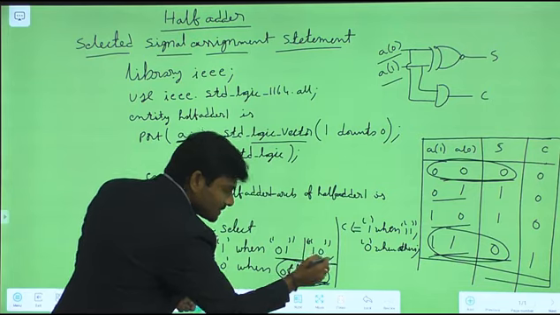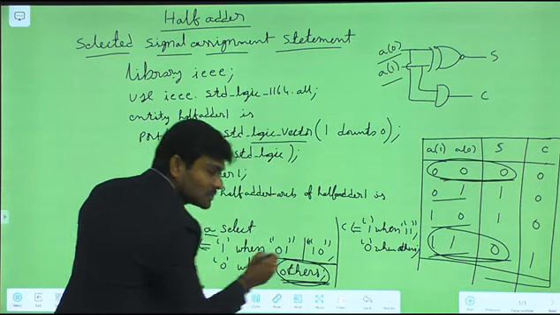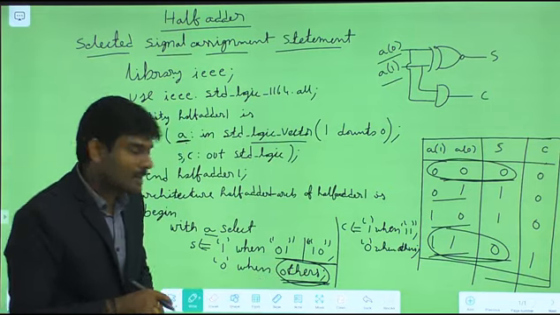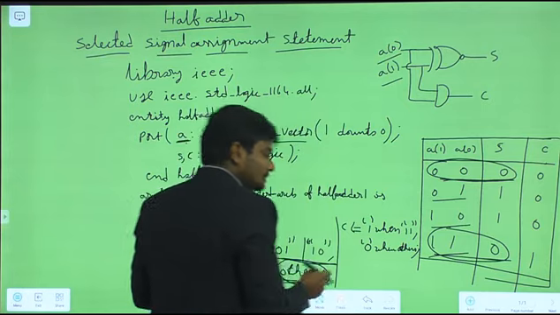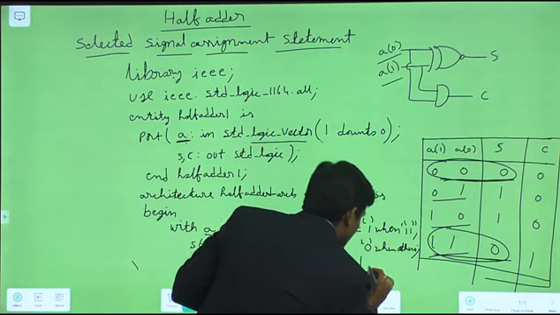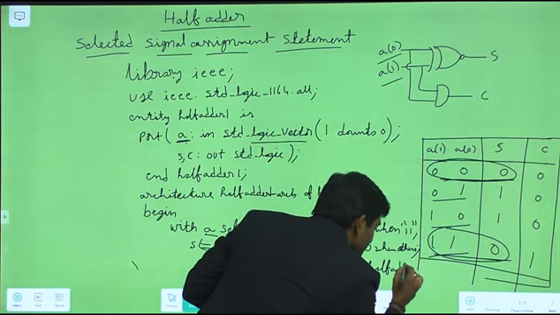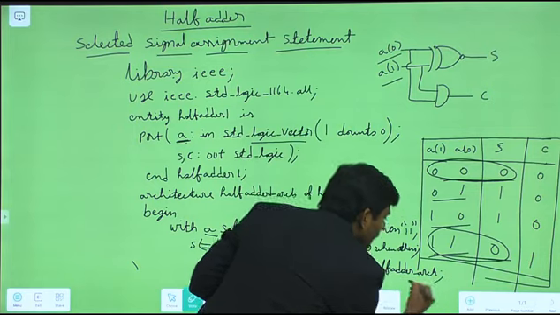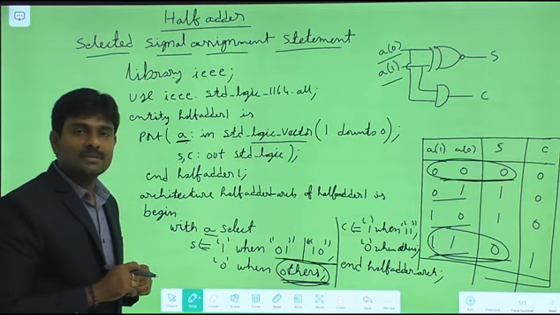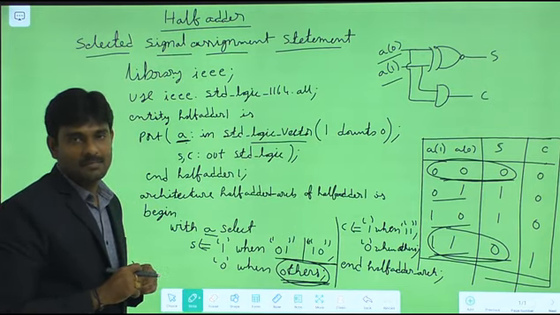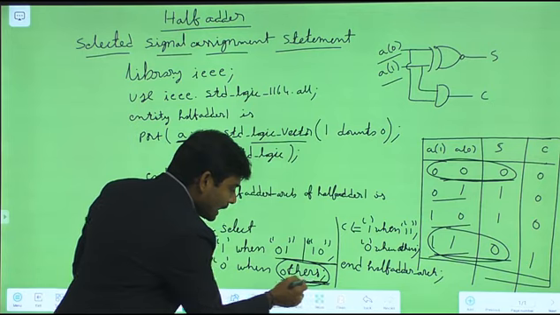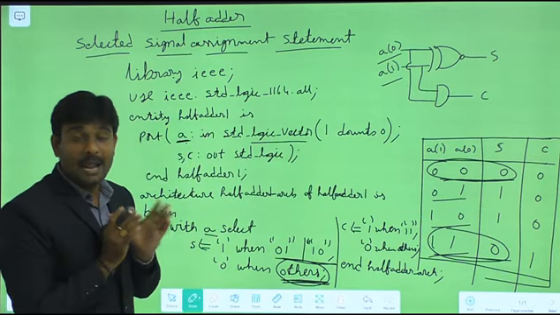Remember that if it is not the last choice, we mention only a comma. Whenever we reach the last one, we end with a semicolon. Then sum and carry. After that we close the architecture with end half_adder_arc. So that is how to write a half adder program using the selected signal assignment statement in the data flow description style. You have to remember that others must be present as the last choice.